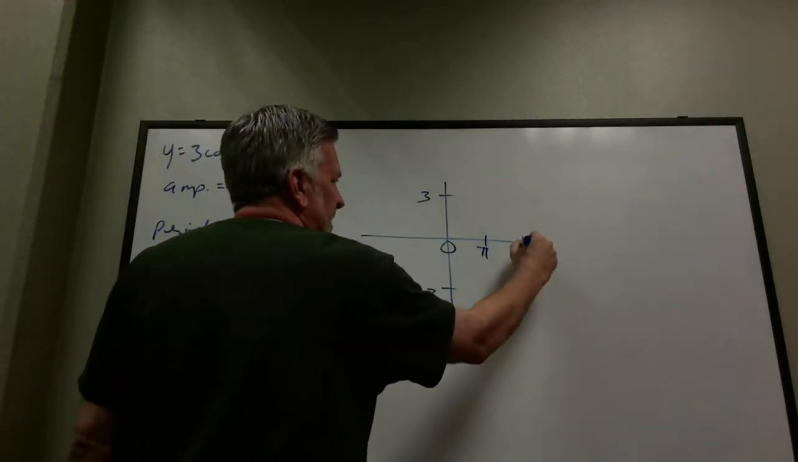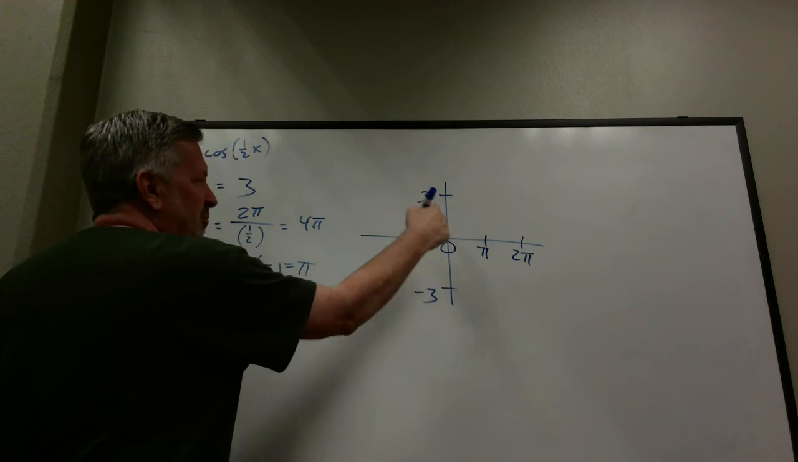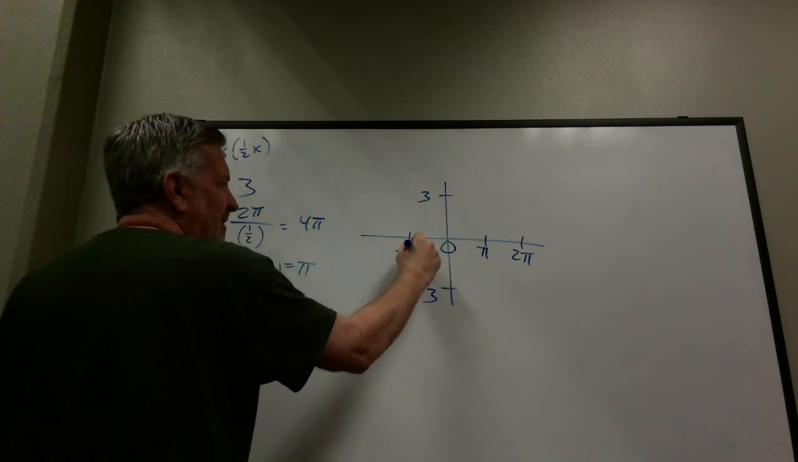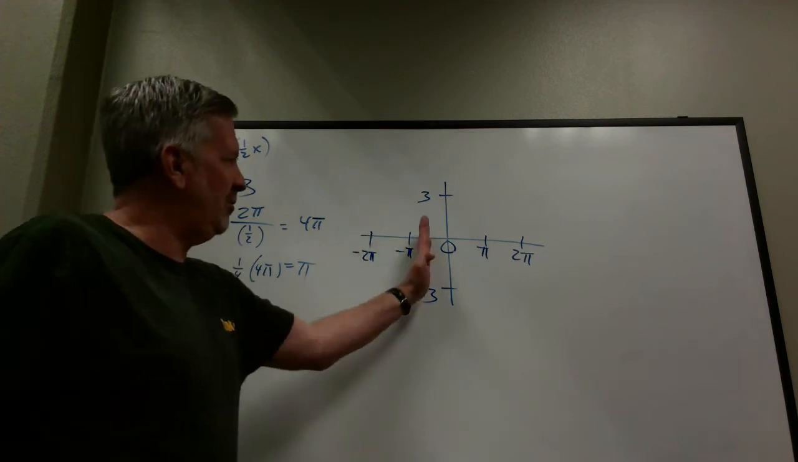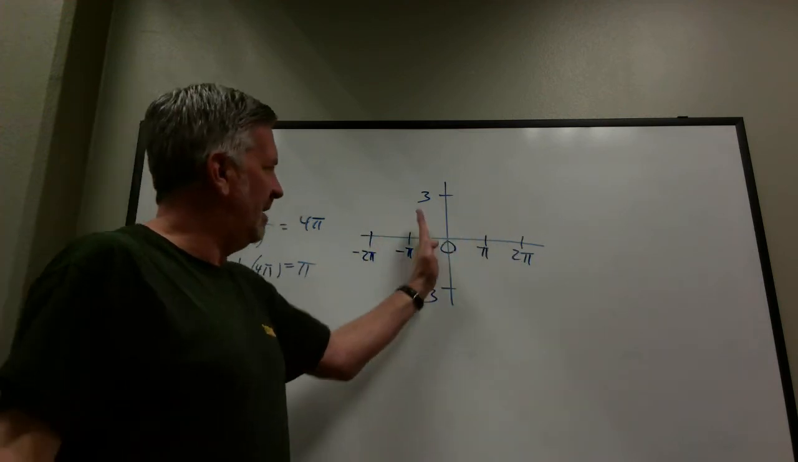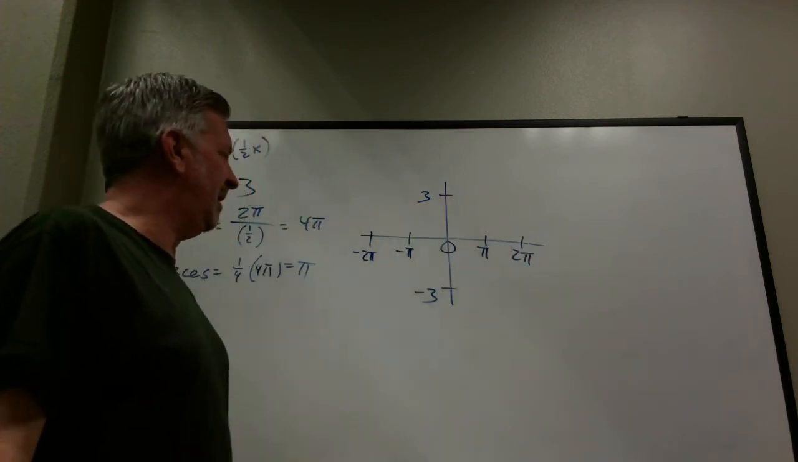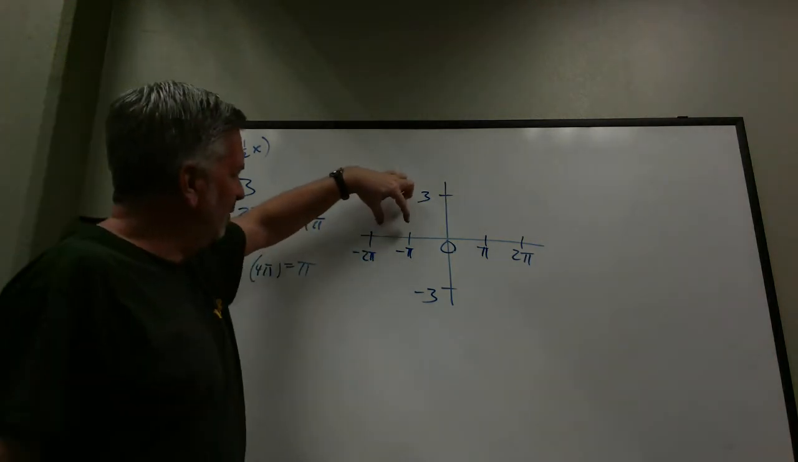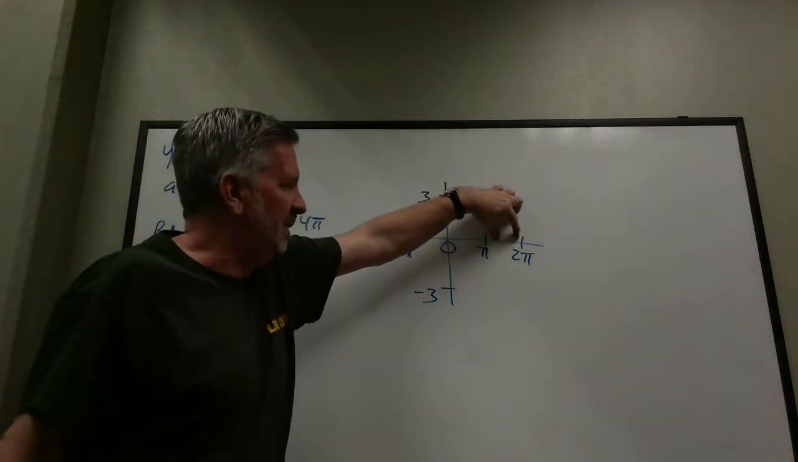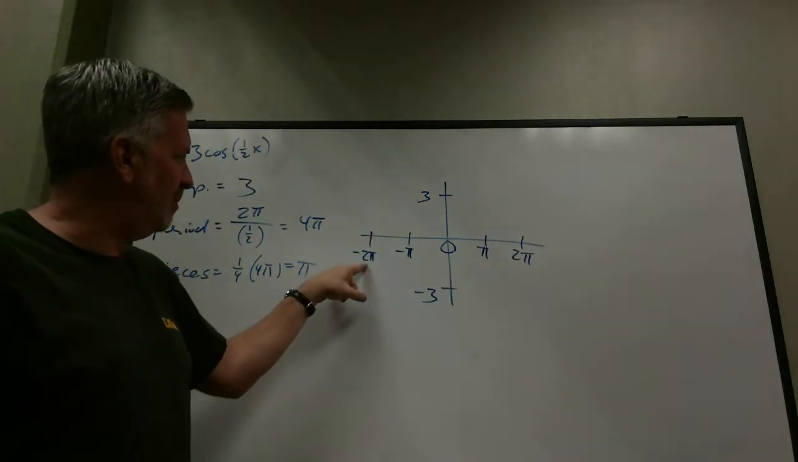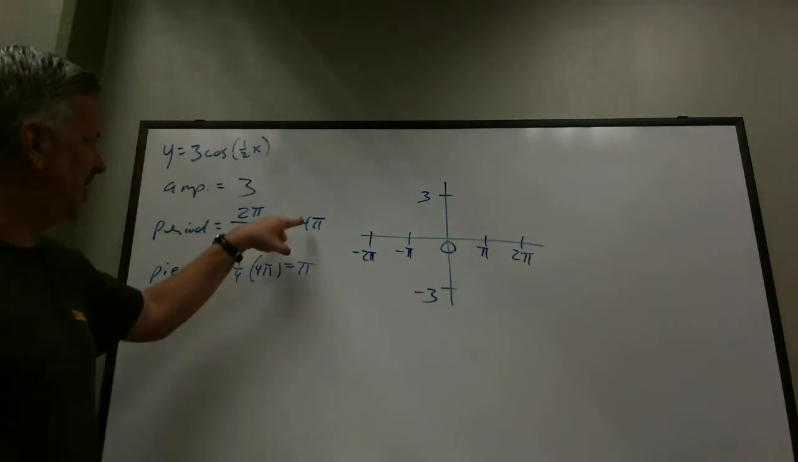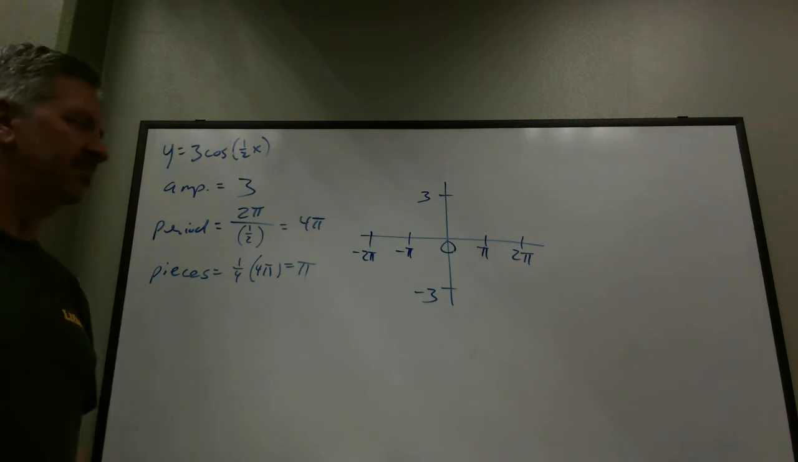If you add another piece, you're at 2 pi. If I subtract a piece from 0, I'm at minus pi. Subtract another piece, I'm at minus 2 pi. So from 0, you add pieces, which is pi: 1 pi, 2 pi, minus 1 pi, minus 2 pi. Again, I have 4 intervals, 1, 2, 3, 4. I have 4 pieces. The total distance from here to here should be 1 period. From minus 2 pi to 2 pi is the distance of 4 pi, so I'm good.